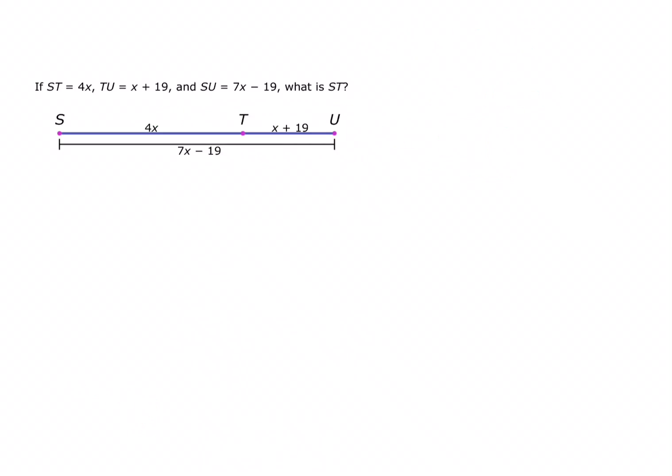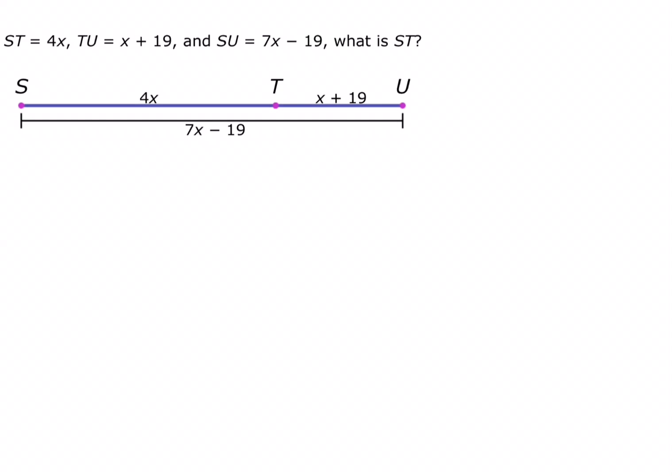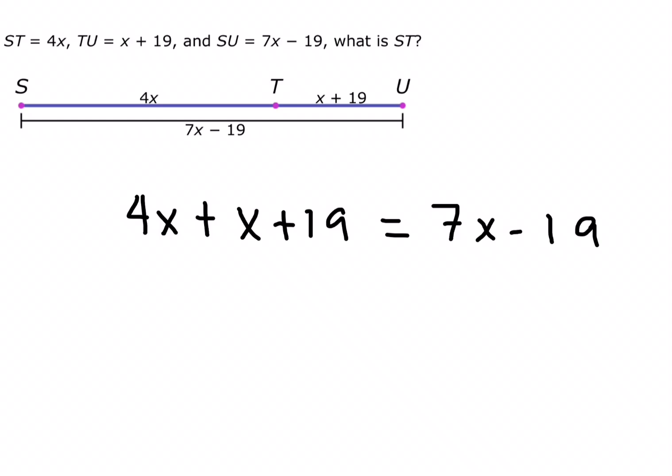Got 2 more examples here. Here we go. Same concept, guys. We got to set it up. Remember that this plus this equals this. Don't get panicked. Here we go. 4x plus x plus 19 equals 7x minus 19.